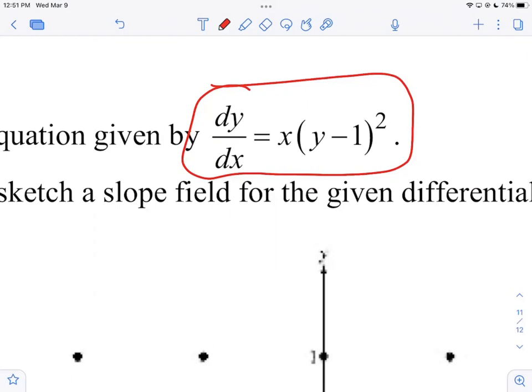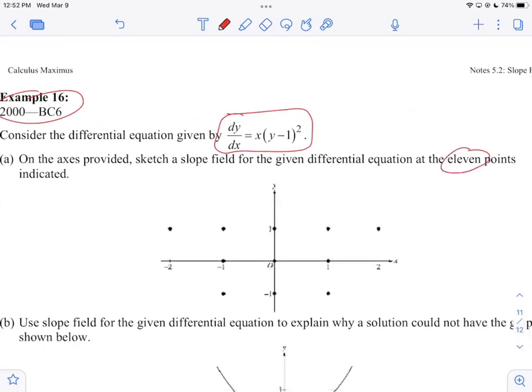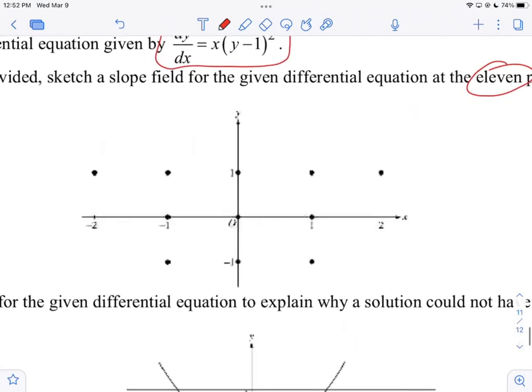Right? So I'm considering it. Now, what do I notice about it? I do notice that it's a function of x, my independent variable, and y, my dependent variable. And hey, thank goodness, it's already factored. On the axis provided, sketch a slope field for the given differential equation at the 11 points indicated.